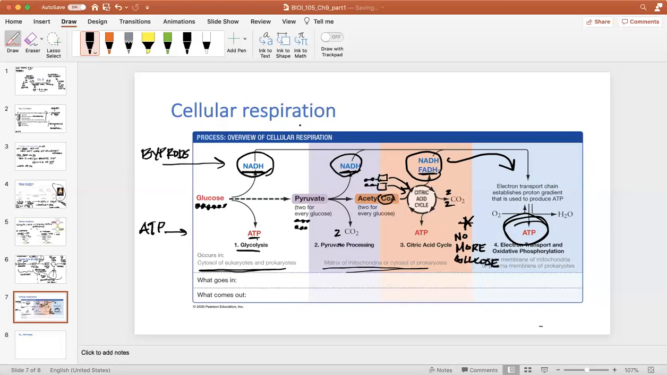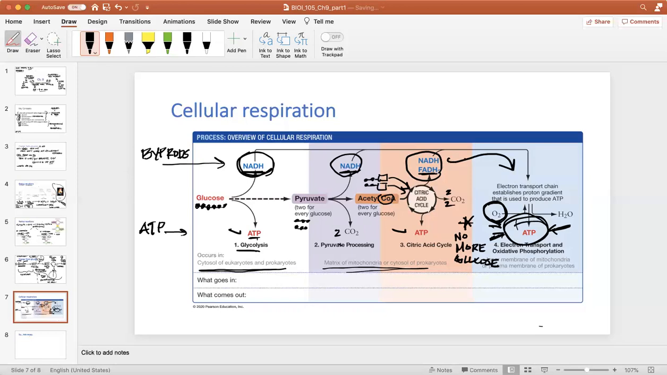Now, a couple things I want you to know. We make a couple of molecules of ATP here. We make a couple of molecules of ATP here, but where we really make the majority of our ATP is in the electron transport chain, okay? The other thing I wanted you to notice is oxygen is here in the electron transport chain. Basically, we're going to take these high energy electron carriers and we're going to peel the electrons off of them to give off energy to make this process go.